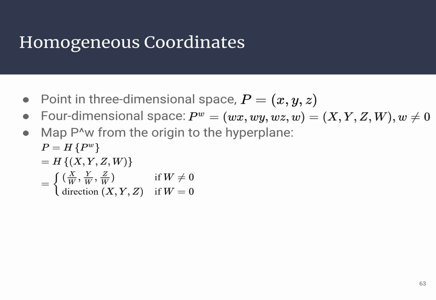So we will have a point in three-dimensional space represented by x, y, z, and project that point onto four-dimensional space, where we have p to the w equals wx, wy, wz, and w. Here we assume that w does not equal 0. And we'll map that p to the w from the origin to the hyperplane. This is done by dividing these x, y, and z coordinates by their corresponding weights.